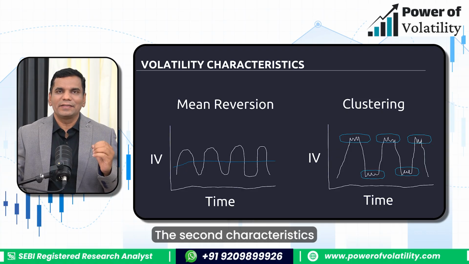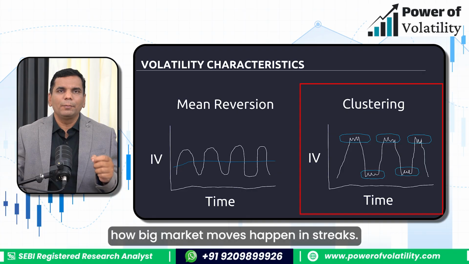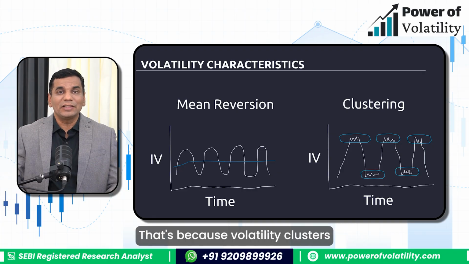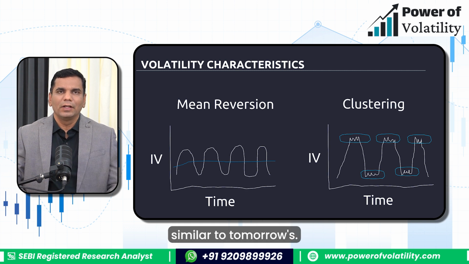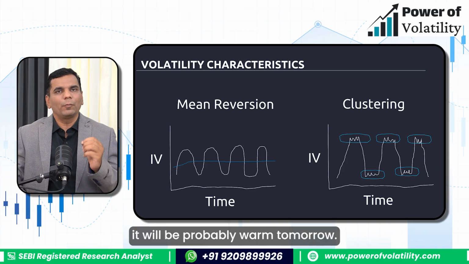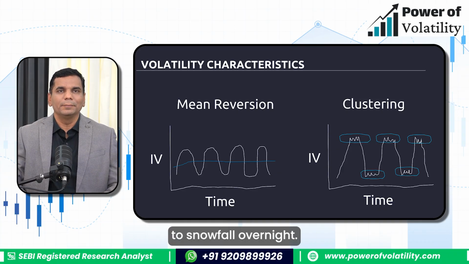The second characteristic is clustering. Ever noticed how big market moves happen in streaks? That's because volatility clusters. Today's volatility is often similar to tomorrow's. Think of it like the weather again. If today is hot, it will probably be warm tomorrow. You don't go from summer to snowfall overnight. It takes time to transition.